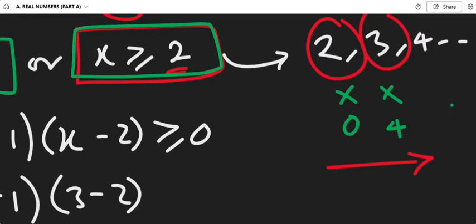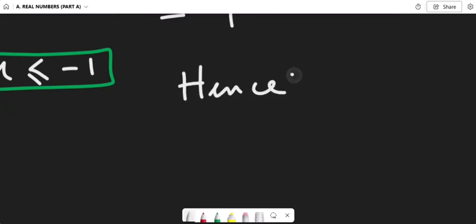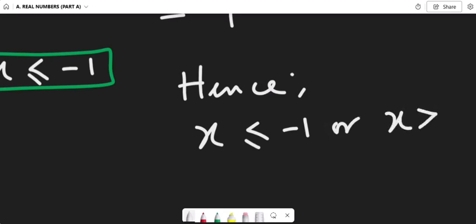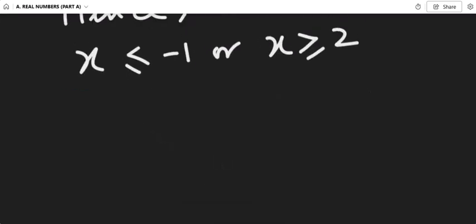Now that you've already confirmed your answer, the final answer will now be, hence, we have that the value of x is less than or equals to -1, or the value of x is greater than or equals to 2. So we need to express this on a number line. And how do you express this on a number line?